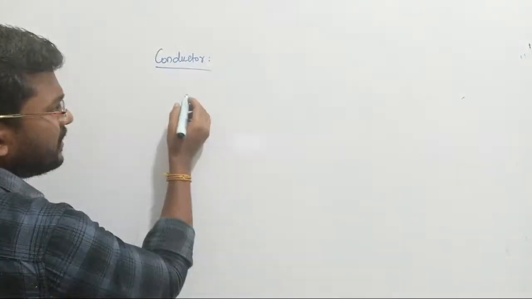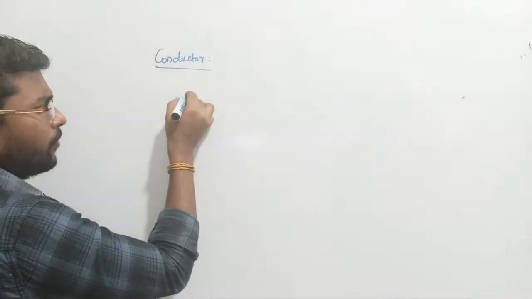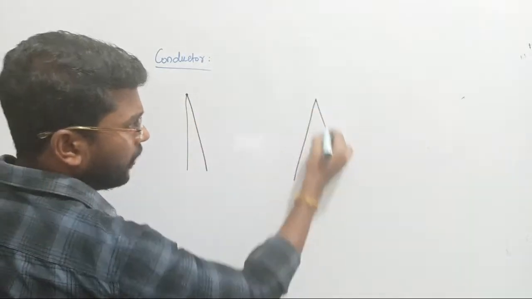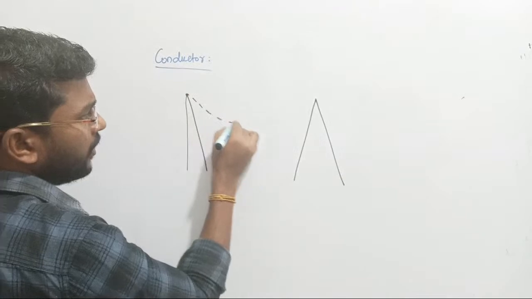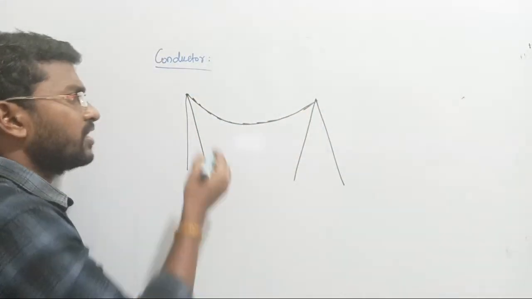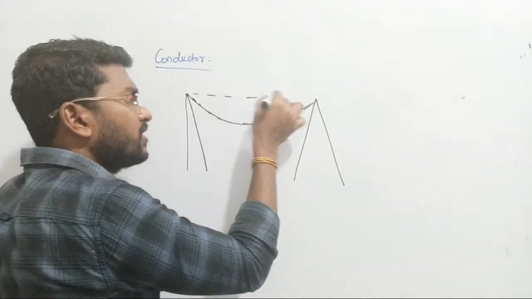Let us see. Sag in the sense, if there are two poles, let me take a pole here and one more pole here. Now in between the two poles, your transmission line is hanging like this. Yes or no?